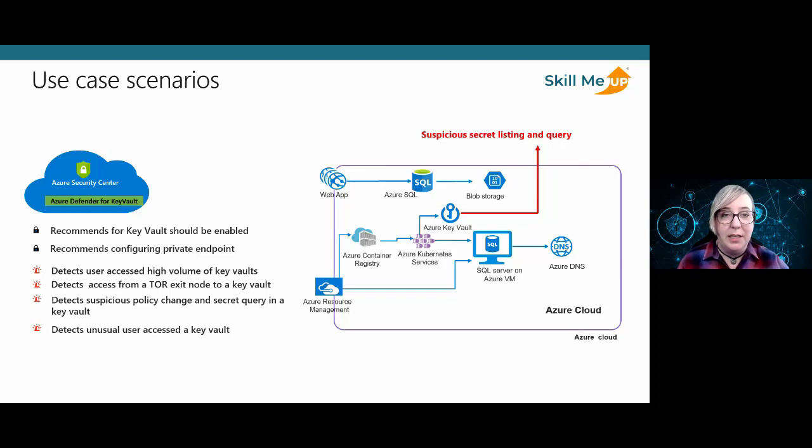It detects suspicious policy changes and secret queries in a Key Vault. So if all of a sudden you're changing the ability to create and delete and edit secrets, you probably want to take a look at that, because that's not a normal thing, especially if I'm part of your environment and I normally never even get into Key Vault, right? So again, it would also detect unusual users accessing a Key Vault. So it helps you try to figure out trend analysis over the course of time of the Key Vault's existence.